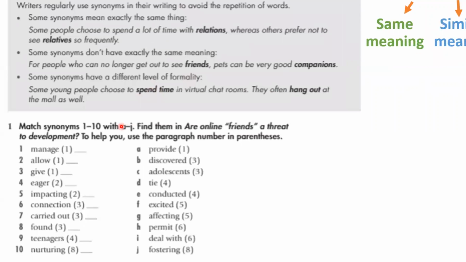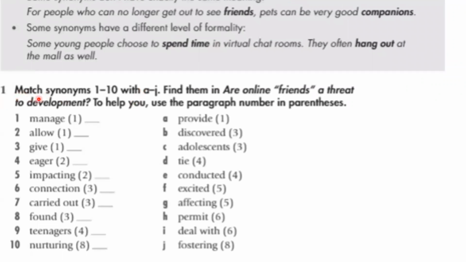Very good. Now, here in exercise 1, we have: match the synonyms 1 to 10 with A to G. Find them in our online friends as threat to development. This is the lecture from the previous page to help you. Use the paragraph number in parentheses, all right? So here we have these words that are in these paragraphs. These three words are in number 1, number 2, 3, and 4, and 8. And here we have these words that are in these paragraphs. So we have to match them to see which is the synonym of the other word.